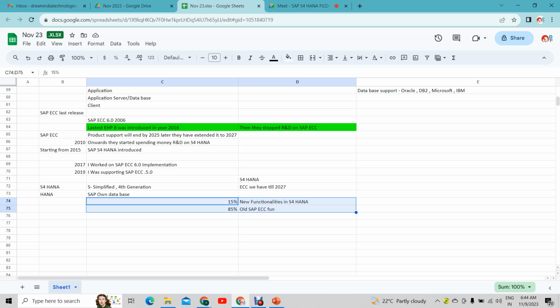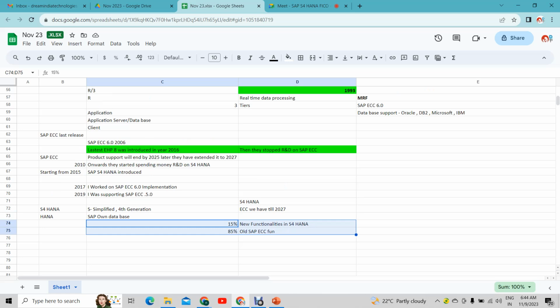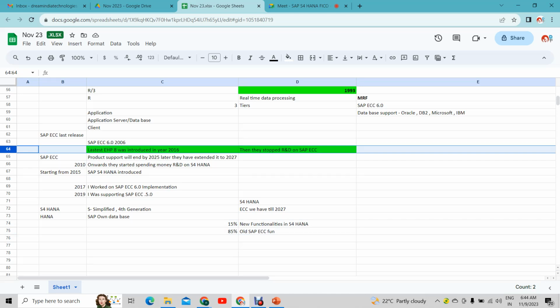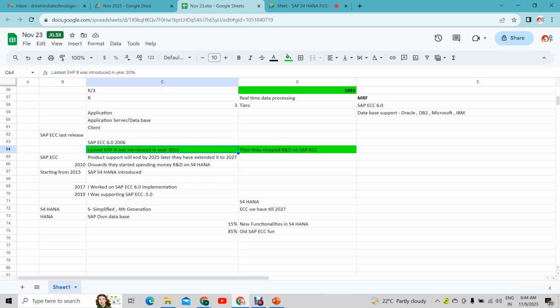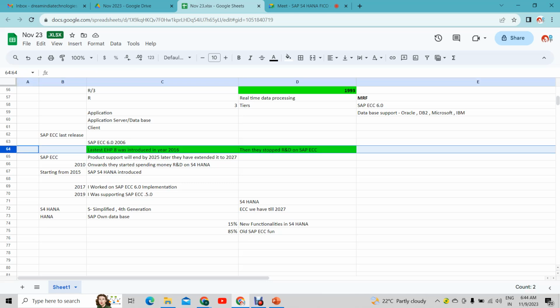Yes. So any questions, any concerns so far in the discussion? I have one doubt on this. Row number 64, the latest EHP 8 was introduced in 2016, correct, but we started around 2015 onwards, Hatch for HANA. Why do we need to do that? No, you need not do that. Basically, you should understand in SAP ECC what the latest release was and when it happened.